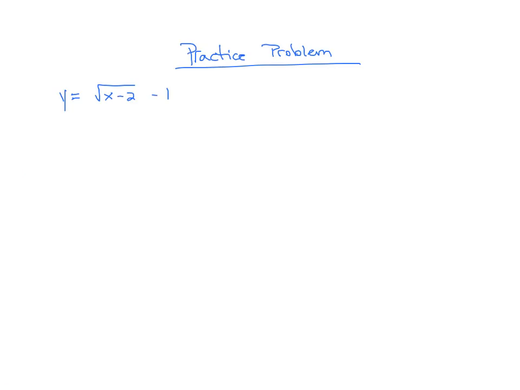Okay, time for the practice problem. So here's one. I've just added one more step. Y equals the square root of x minus 2. The x minus 2 is under the radical sign, but then we also have a -1, and that is not under the radical sign. So think about order of operations as you do this problem. Stop the video, practice it, do it, and then come right back.